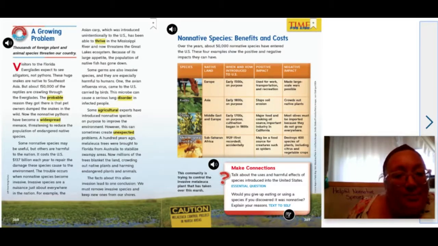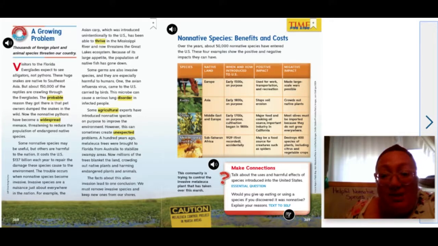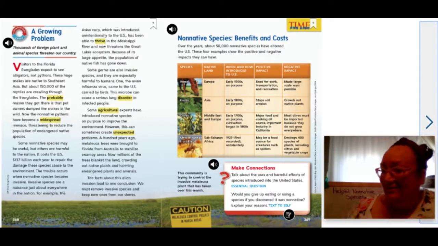A growing problem. Thousands of foreign plant and animal species threaten our country. Now, you might be asking yourself, why would I look at this? Because this is all the negatives. Well, we can sometimes use negatives to flip the argument. So let's take a look at what they have to say.